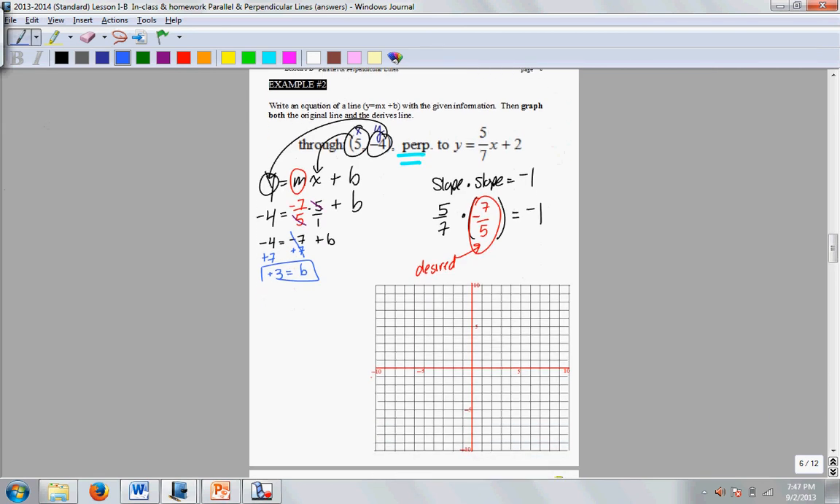All right, so now we want to write out our desired line equation, which is y equals, we need that desired slope, -7/5x plus 3. Now we graph, and if this works, we should be able to say that's true. So let's start by graphing our original line, which was right there.